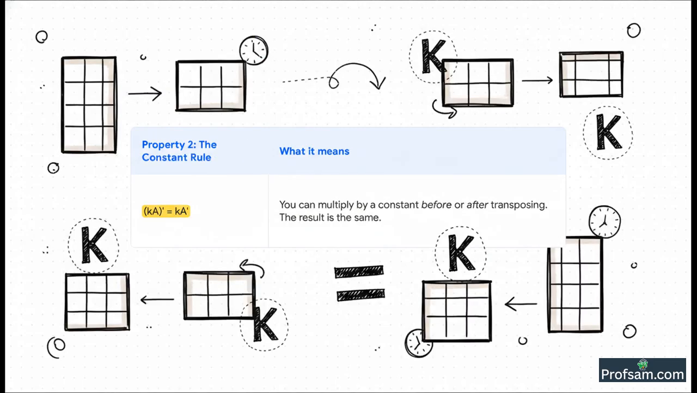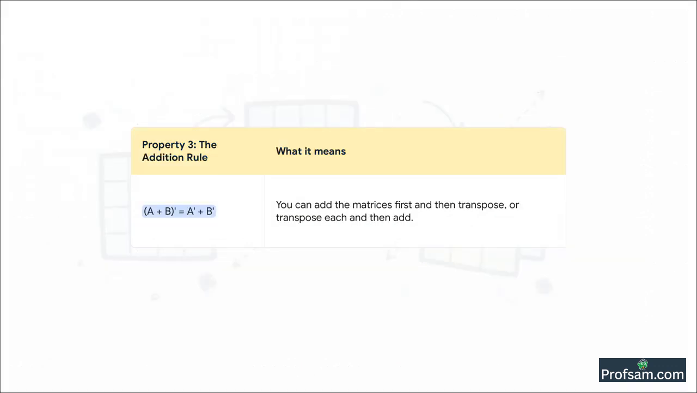Okay, property number 2 is the constant rule. Let's say you have to multiply a matrix by a number, some constant k. Well, it doesn't matter if you multiply by k first and then take the transpose, or if you take the transpose first and then multiply by k. The result will be exactly the same. The constant is not affected by the flip at all. And rule number 3, the addition rule, is also very friendly.